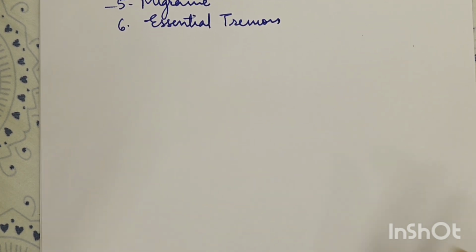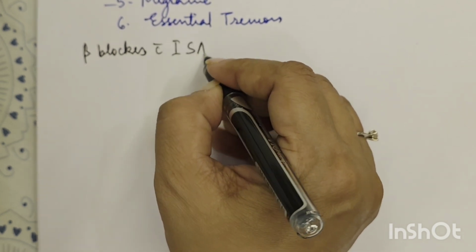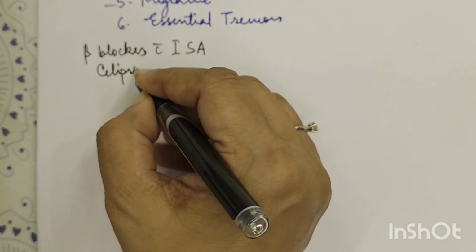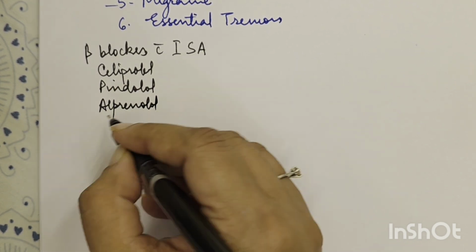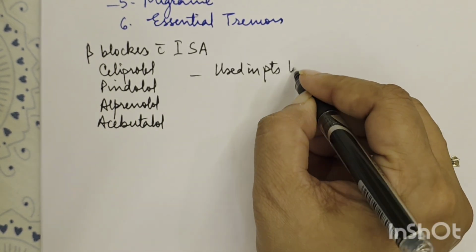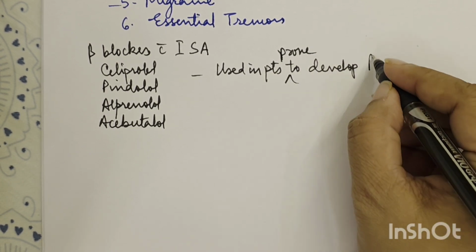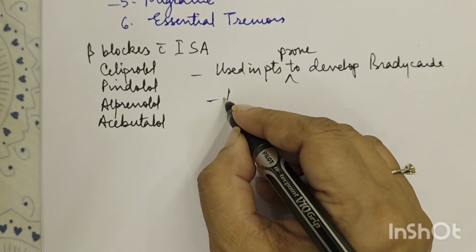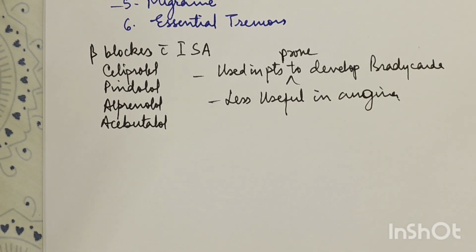Now some important points about beta blockers. Beta blockers with intrinsic sympathomimetic activity include celiprolol, pindolol, alprenolol and acebutolol. These are used in patients prone to develop bradycardia, okay, and they are less useful in angina because they have a sympathetic activity of their own, and that can be harmful for the patient. Plus in a patient who has a tendency to develop bradycardia, these drugs are going to be very effective, right?